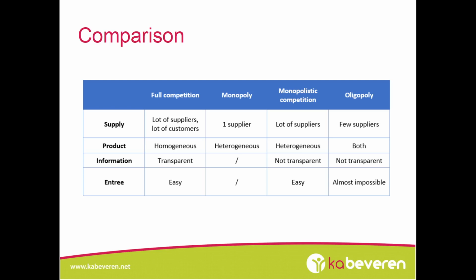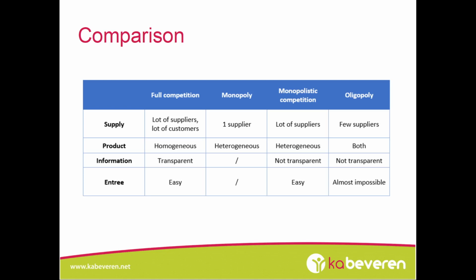So for full competition, we know there are a lot of companies that are supplying the product and a lot of customers as well. The monopoly was characterized by only one supplier. The monopolistic competition, we have once again a lot of them, and the oligopoly only had a few suppliers. So here we can see that full competition and monopolistic competition share the same characteristic over here.